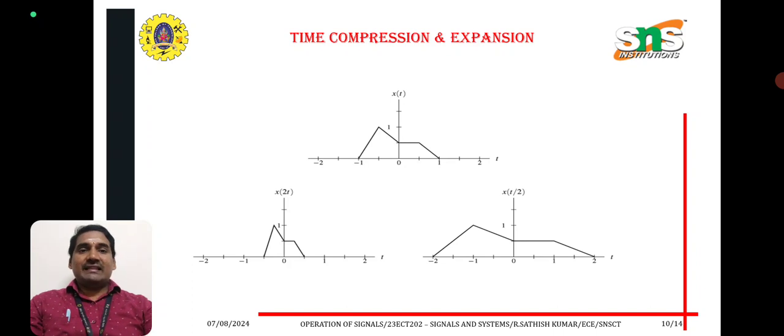Next, this is another representation of time compression and expansion for the given signal x of t from minus 1 to plus 1. x of 2t means the signal gets compressed. x of t by 2 means the signal gets expanded from minus 2 to plus 2.